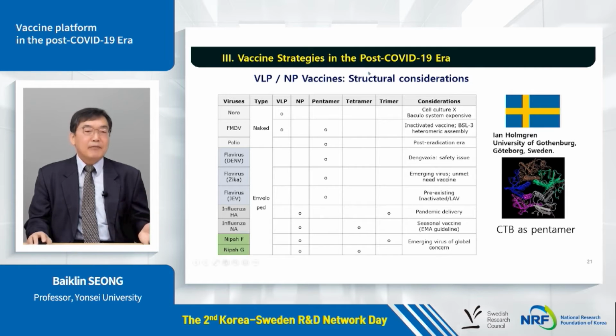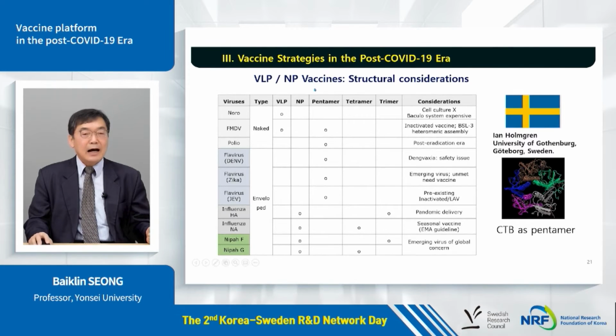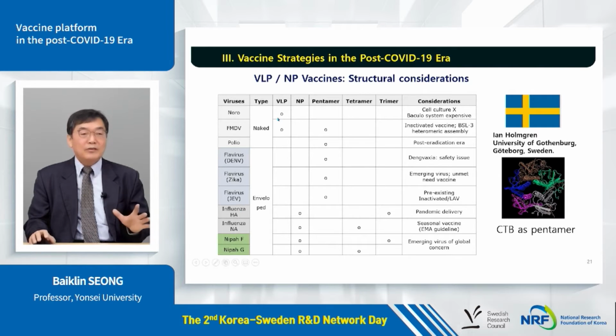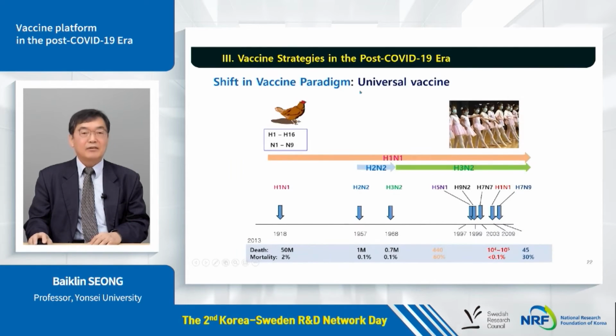So the same vaccine assembly platform, virus-like particle and nanoparticle vaccines, are applied to norovirus, FMDV, poliovirus, and flavivirus, including dengue, Zika, Japanese encephalitis, and as a fast delivery platform of influenza vaccines. And Nipah virus is a prime example of an emerging virus. All these types use the same principle of virus-like particle vaccines and provide a platform to approach various types of viruses.